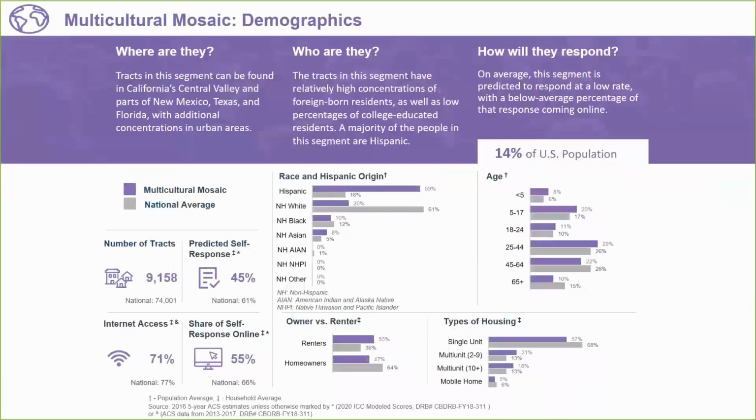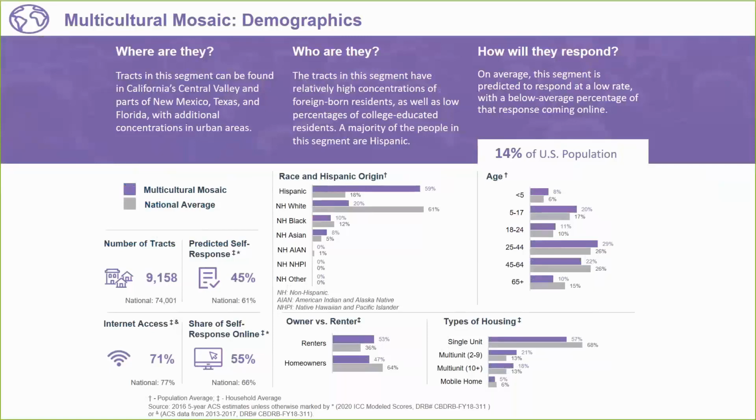Okay, the multicultural mosaics. The biggest thing, most of these tracts we find are in California's Central Valley, parts of New Mexico, Texas, and Florida, with a couple additional concentrations in urban areas. Who are these people? The tracts in this segment have a relatively high concentration of foreign-born residents, as well as low percentages of college-educated residents, and a majority of the people in this segment are Hispanic. How will they respond? On average, we're predicting this segment is going to respond at a low rate with a below-average percentage of response coming to us online.